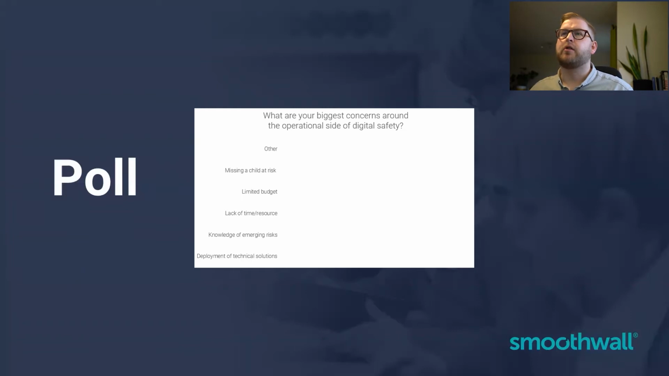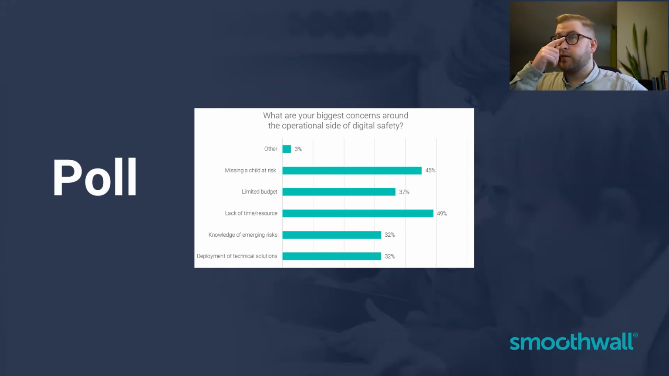So what we've got here is a poll. What are your biggest concerns around the operational side of digital safety? So we talked about how it works, but when it comes to actually implementing that, what are your biggest concerns? And you can choose multiple ones here. So we've got lack of time or resource, the technical side of deploying that solution, missing a child that might be at risk, the budget, your knowledge and understanding of emerging risks, or any others that you can think of. And again, with other, feel free to stick that in the chat. So yeah, widespread here. I think these are all concerns that we'll talk about in the next slide. But yeah, all really valid, what you're thinking about there.